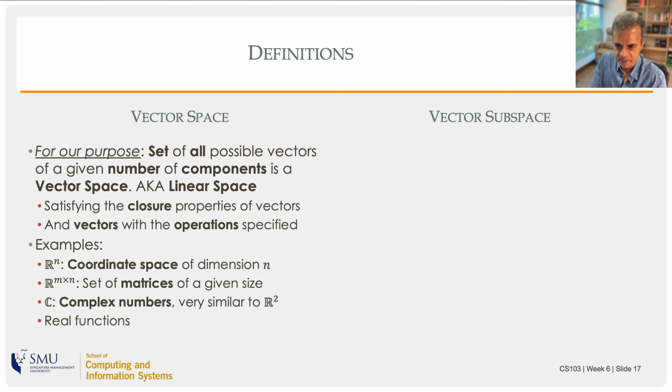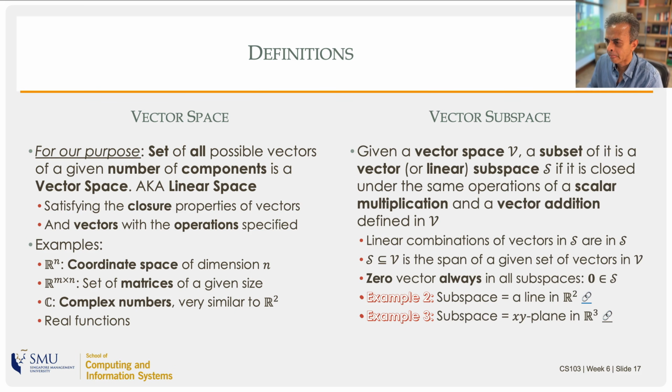Now that is vector space. It's closed under the two specified operations, and the two operations are of course defined. That's it. A vector subspace is a subset of a vector space. So given any vector space, let's say V, if you can find a subset such that it is closed under the same operations like scaling and addition.